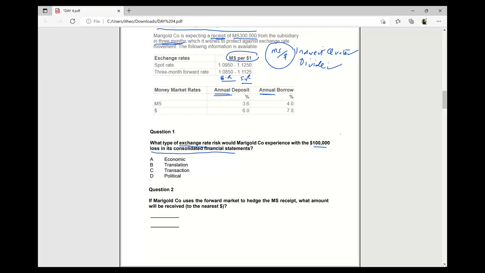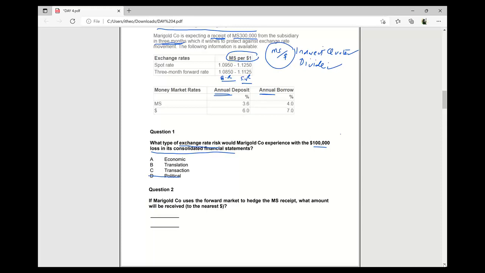Exchange rate risk is never D. So exchange rate risk is either economic, translation, or transaction. I never taught you that exchange rate risk is political risk as well. Exchange rate risk has three types: translation, transaction, economic. So what type of exchange rate risk was experienced with the 100,000 loss in the financial statements?